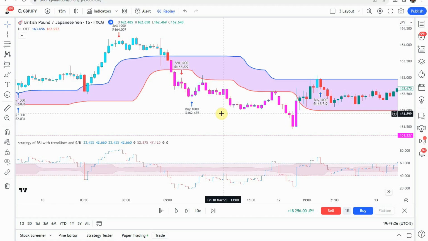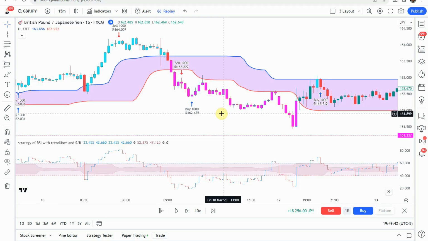Alright, so let's go over the numbers on the strategy. So we did the 50 trade test like we normally do. Out of those 50 trades, we got 28 winning trades and 22 losing trades. This is going to put us at a 56% win rate.